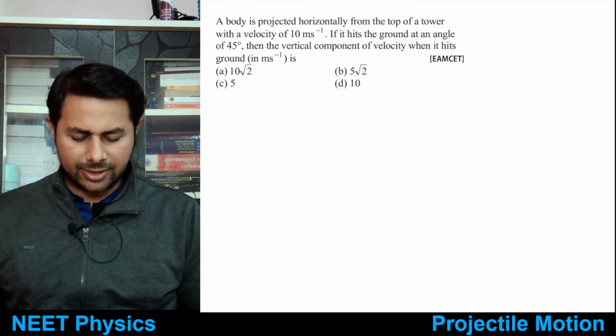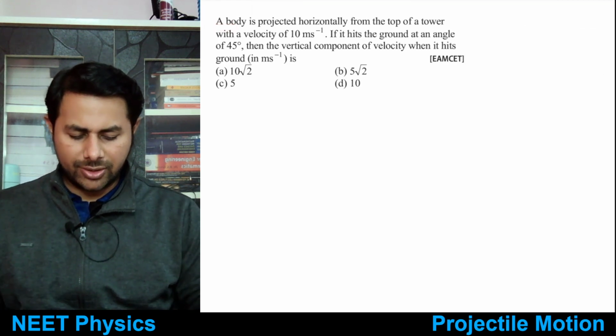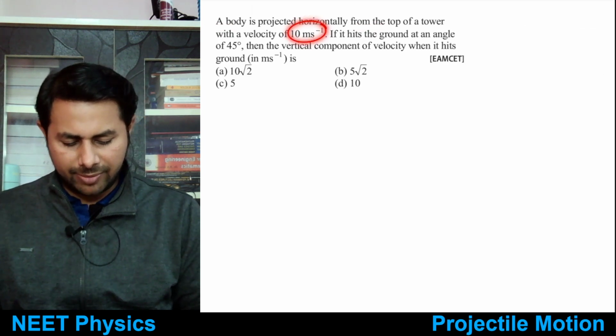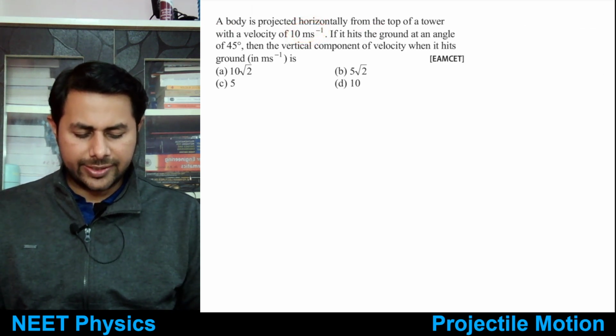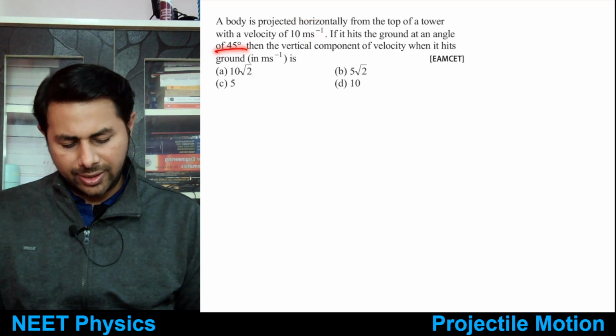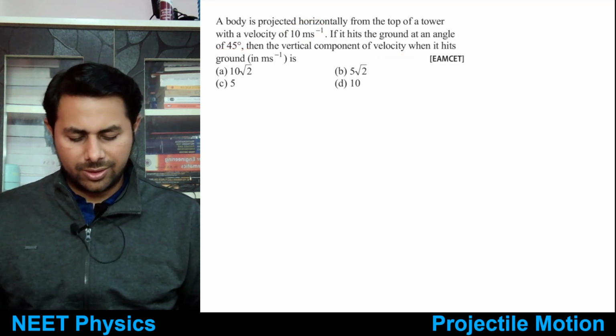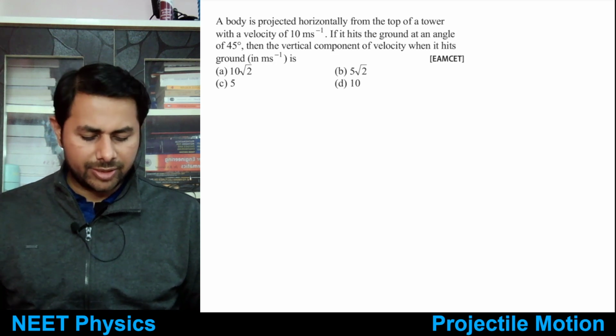Okay, let's see next one. A body is projected horizontally from the top of a tower with a velocity of 10 meters per second. If it hits the ground at an angle of 45 degrees, then the vertical component of velocity when it hits the ground in meters per second is.